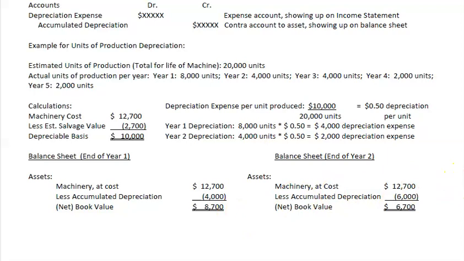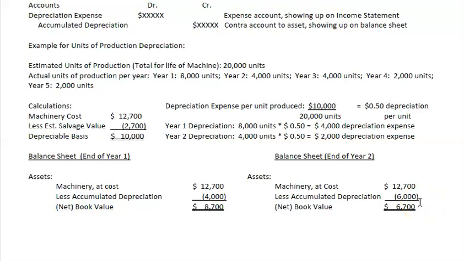Okay, end of year two, what? We estimated we use this 4,000 units. Still a large number of units, but not as much as the first year. So we're going to say 4,000 units times 50 cents depreciation per production unit, and we're going to get $2,000 depreciation expense. Put that in our journal entry for the year. And so now at the end of year two, our accumulated depreciation is the 4,000 plus the 2,000, 6,000. So our balance sheet is going to show the machinery at cost of 12,700 minus 6,000 gives us a book value at the end of the year.